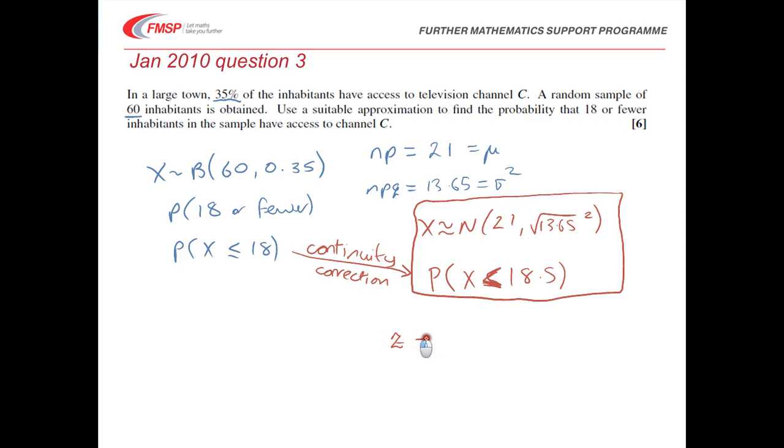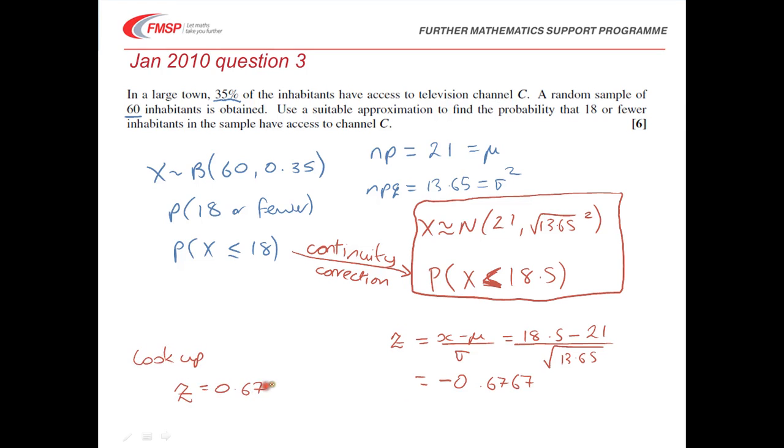Okay, so z is equal to x minus mu on sigma, which in this case is going to be 18.5 minus 21, all divided by the square root of 13.65, and working that out is going to give me minus 0.6767. Okay, now we can't look up negative z values, so I'll show you how that works in a minute. So what we're going to do is look up z equals 0.6767, and I'll show you what to do with that in a minute.